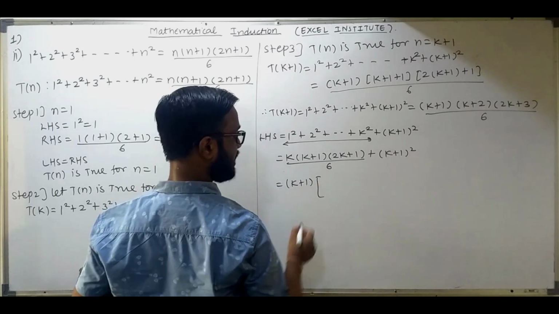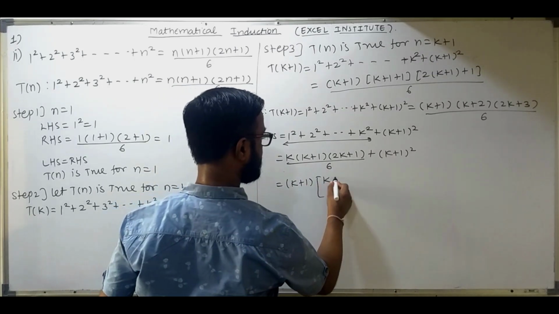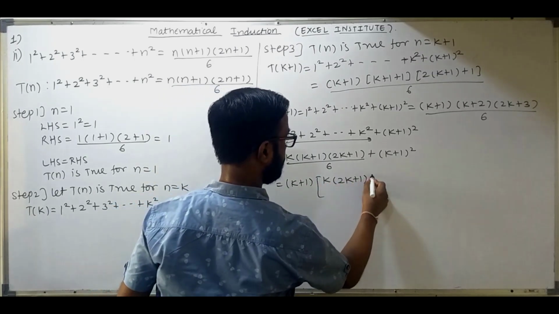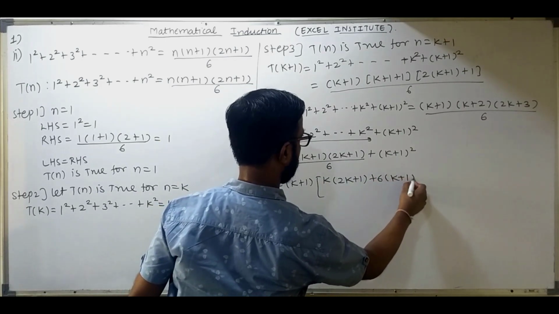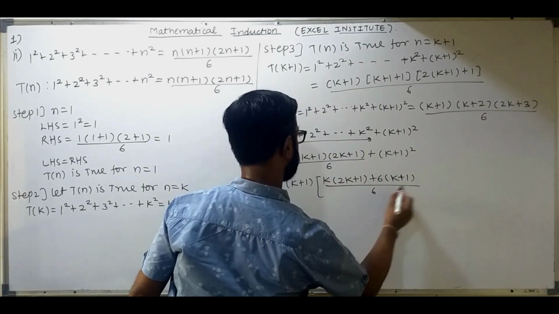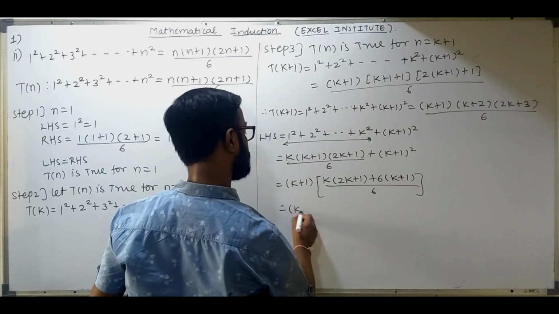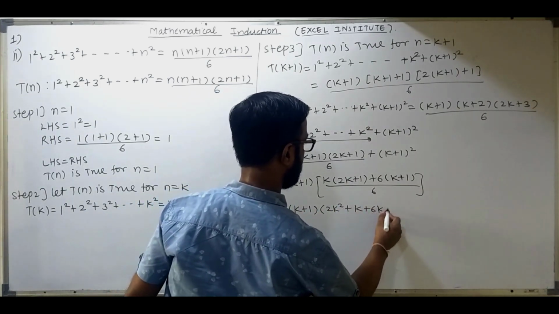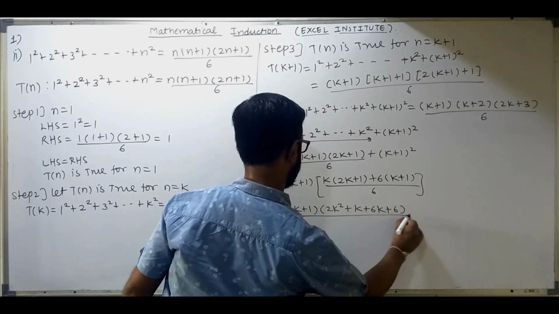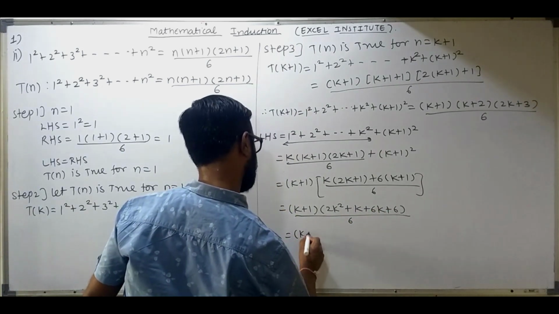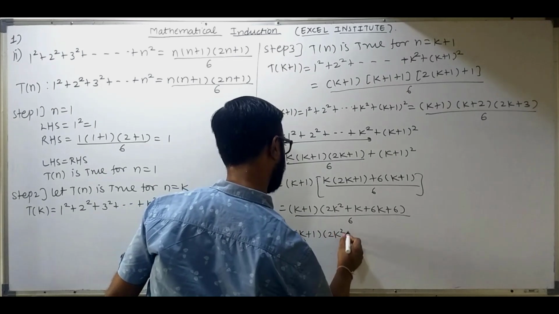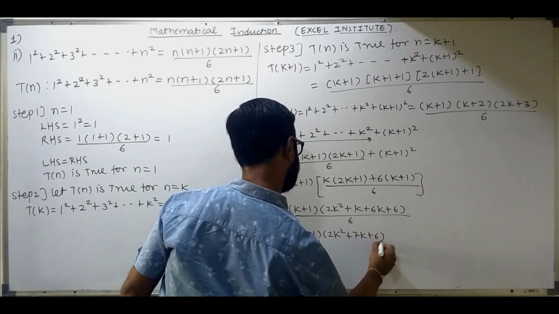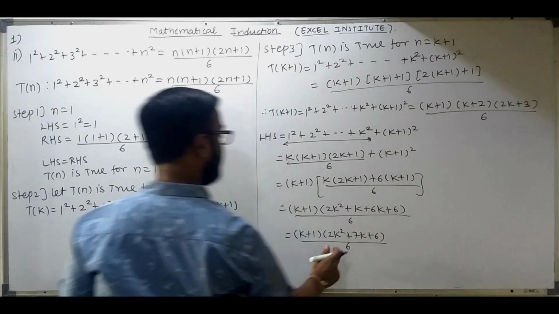Okay, and at the same time I'll take LCM also. So this is k, 2k plus 1, 6 times k plus 1 upon 6. Okay, so this is k plus 1, 2k square plus k plus 6k plus 6. Okay, so this is k plus 1, 2k square plus 7k plus 6. Okay, now we're going to factorize this.